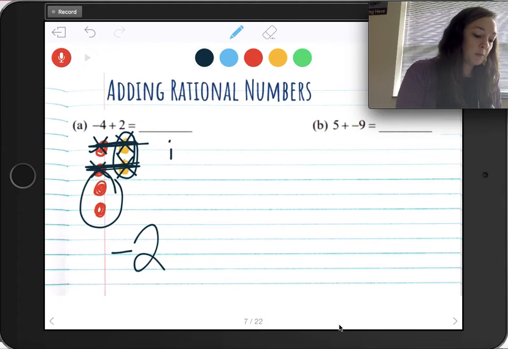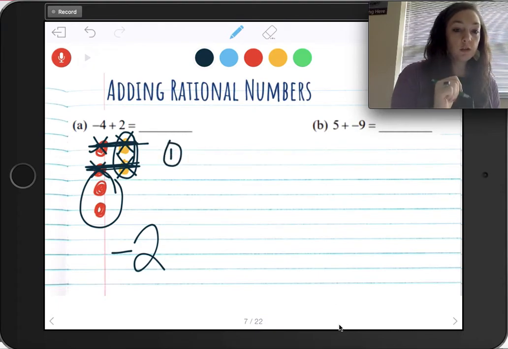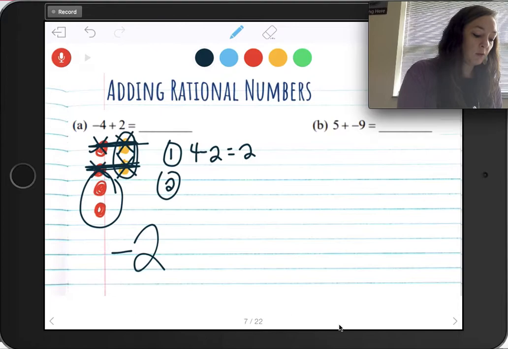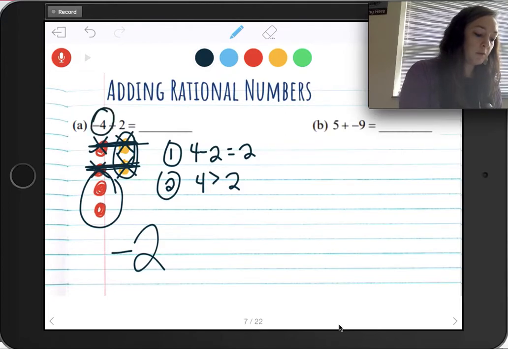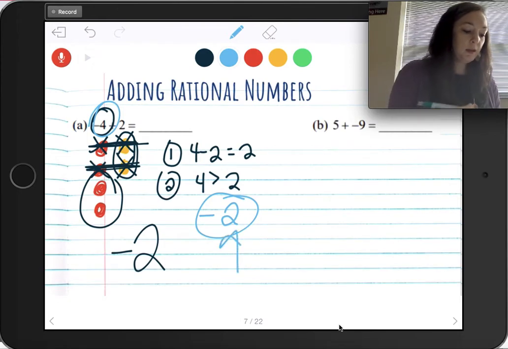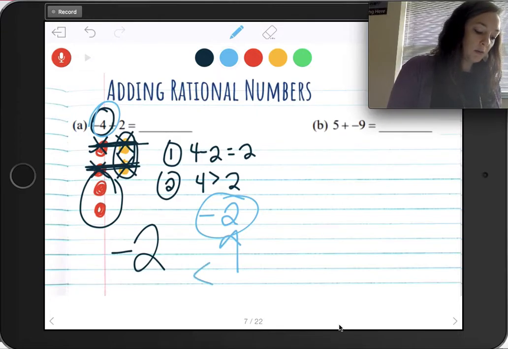Now let's use our algebra method. So first thing we're going to do is subtract the digits. 4 minus 2 gives me 2. Second thing, which one is larger, 4 or 2? 4. And that 4, remember up here, was negative 4. So that means our answer is going to be negative 2. So this would be an algebra way to solve it here, and the counters would be a visual way to solve it, okay? And let's look on our number line just to make sure we're good.